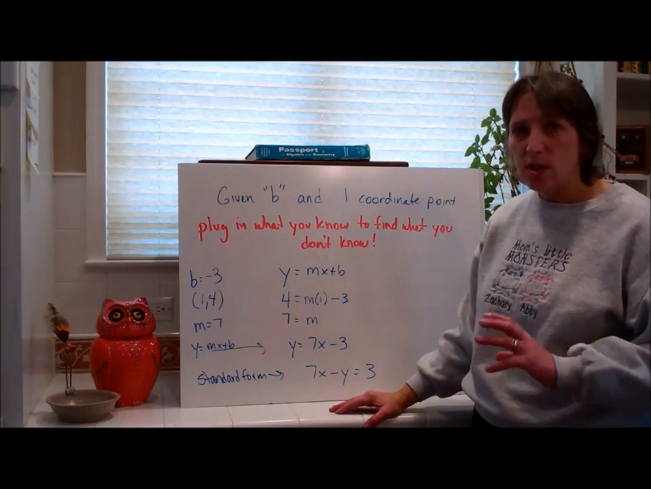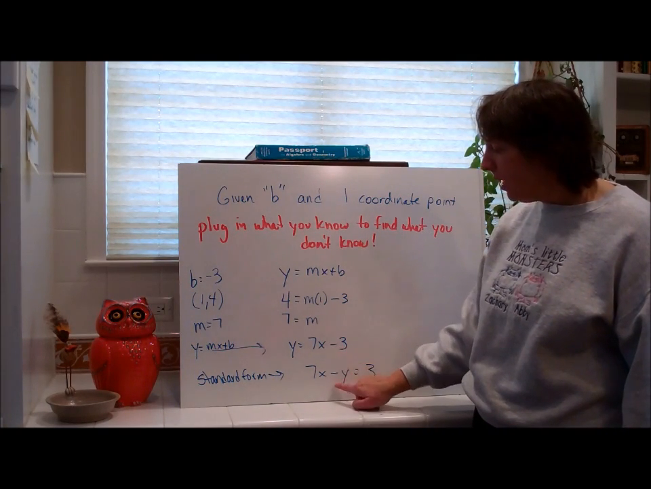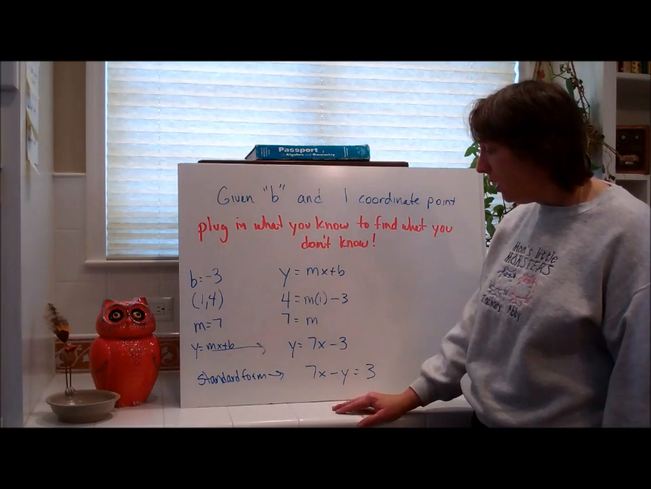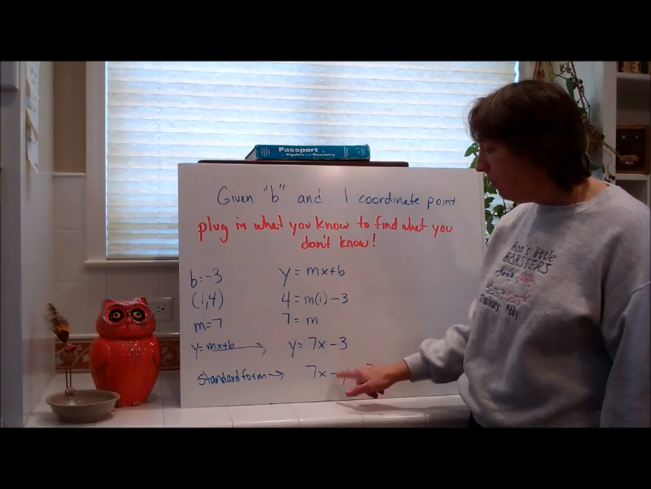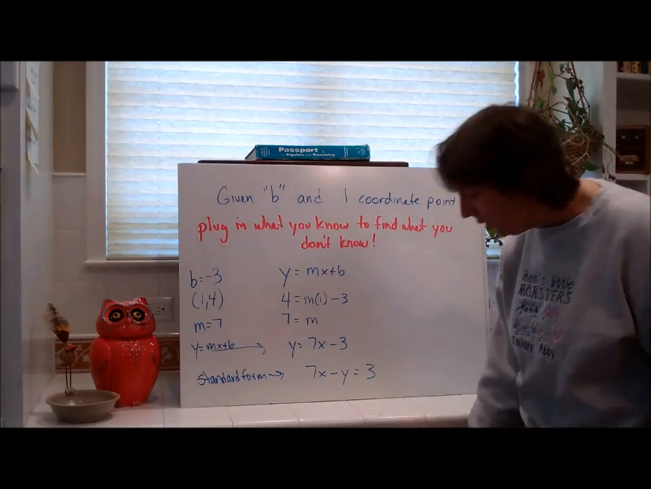There are no fractions, and a is positive, which is the coefficient of x. Again, if you can manipulate this to here, do it. You don't have to show all the work unless you need to. This is a positive 7x, so I'm going to bring the y over, minus y, and take the 3 to the other side. 7x minus y equals 3.